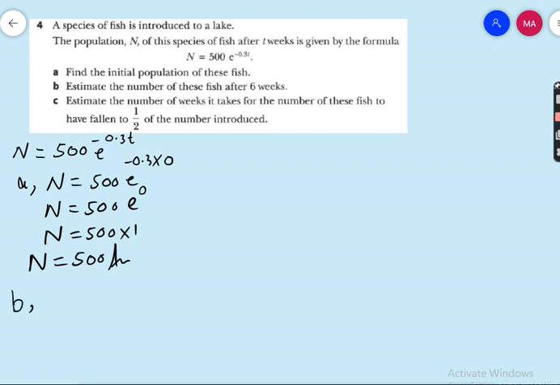Part B. Estimate the number of these fish after 6 weeks. So just write the question again. N equals 500 e power minus 0.3 t. What is t? 6. Use the scientific calculator.